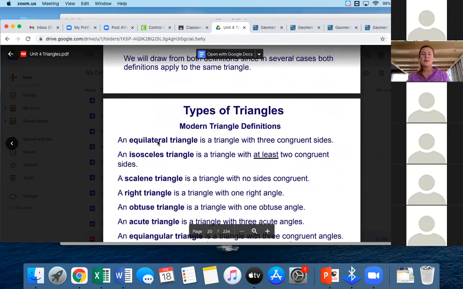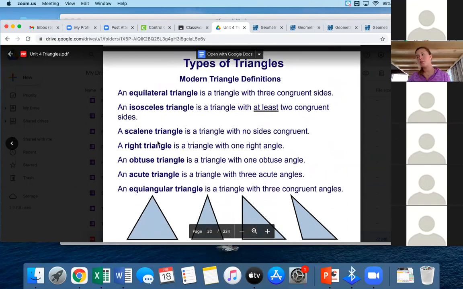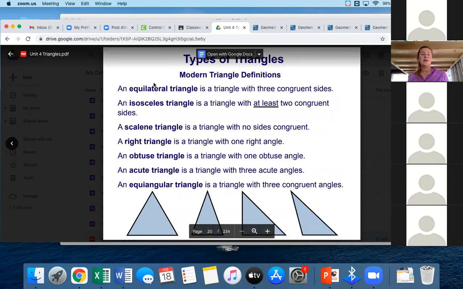So typically, we would start a knowledge check. I'm going to go over this slide, and then we're going to do a quiz this time instead of a knowledge check. So reviewing this again, there are types of triangles. The modern definitions are these. An equilateral triangle is a triangle with 3 congruent sides. An isosceles triangle is a triangle with at least 2 congruent sides. So it could have more congruent sides, but it has to have at least 2.